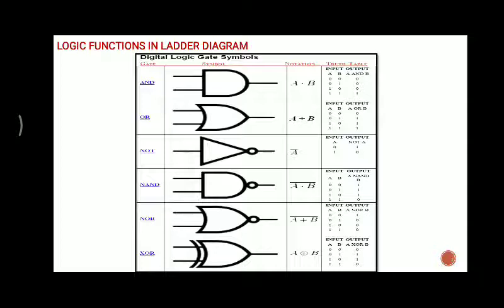Again, another we have seen is the NAND gate. It is exactly the inverse of the AND gate. This is the AND gate, and its inverse is the NAND gate. This is the truth table. Another is the NOR gate. Again, it is the inverse of the OR gate. This is the truth table. And finally, the XOR gate. This is the symbol for the XOR gate, and this is the truth table for the XOR gate.